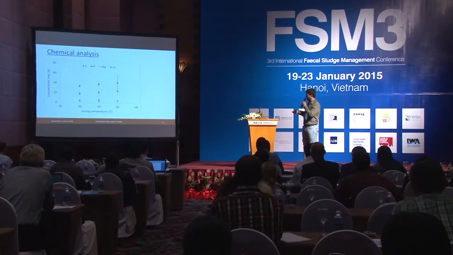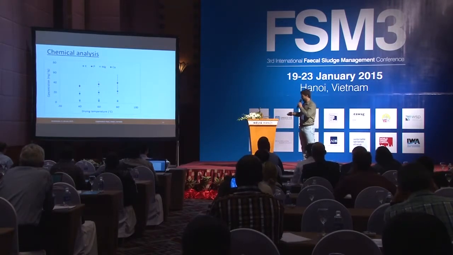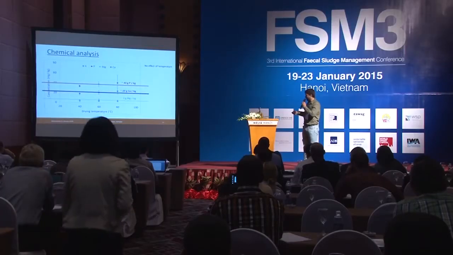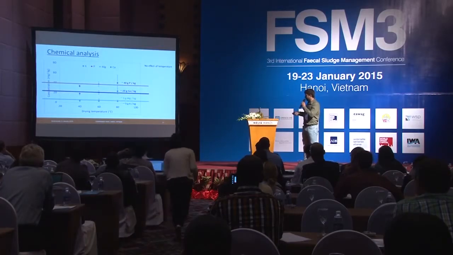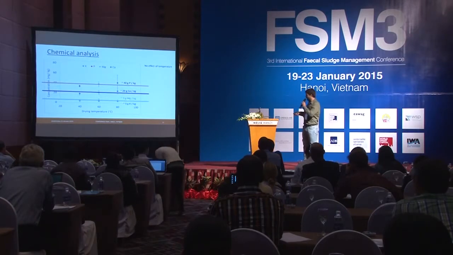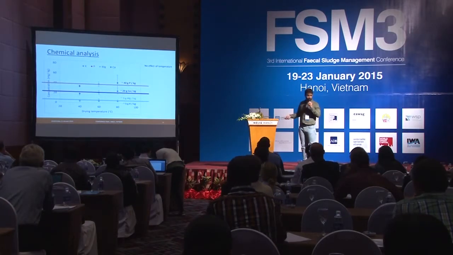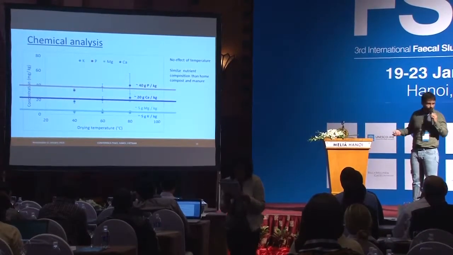And here is the concentration of potassium, phosphorus, magnesium, and calcium in pellets produced at different temperatures. What we can see at first is that there is no effect of temperature, statistically. So we have around 40 grams of phosphorus per kilogram, 20 grams of calcium per kilogram, and the concentration of magnesium and potassium is similar, 5 grams per kilogram. This nutrient composition, if we compare it with the literature, is similar to home compost and manure.